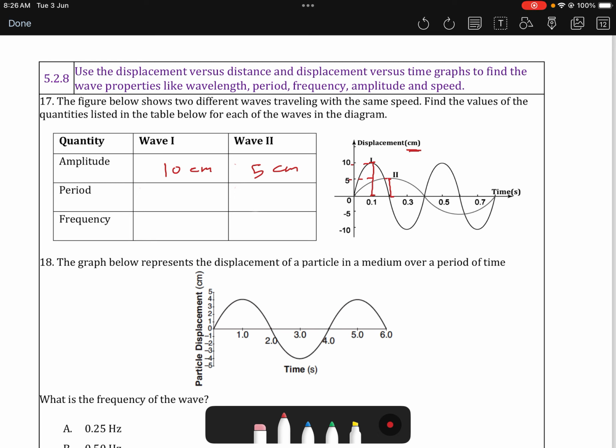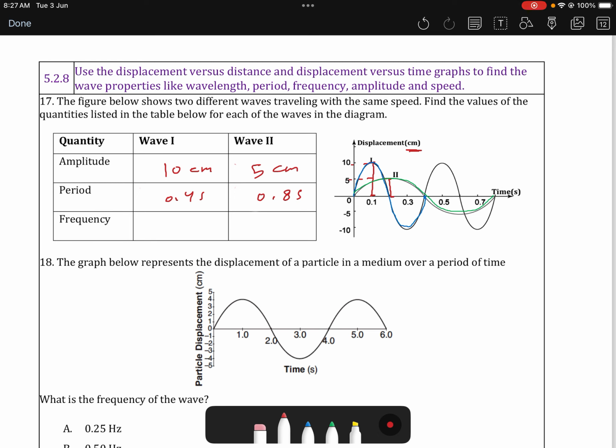Okay, what is the period? The period is the time needed to complete one complete wave. For wave 1, this is the first wave, so it's 0.4 seconds, right? For wave 2, it is the whole thing, so it is 0.8. So for the first one, 0.4 seconds. For the second one, 0.8 seconds.